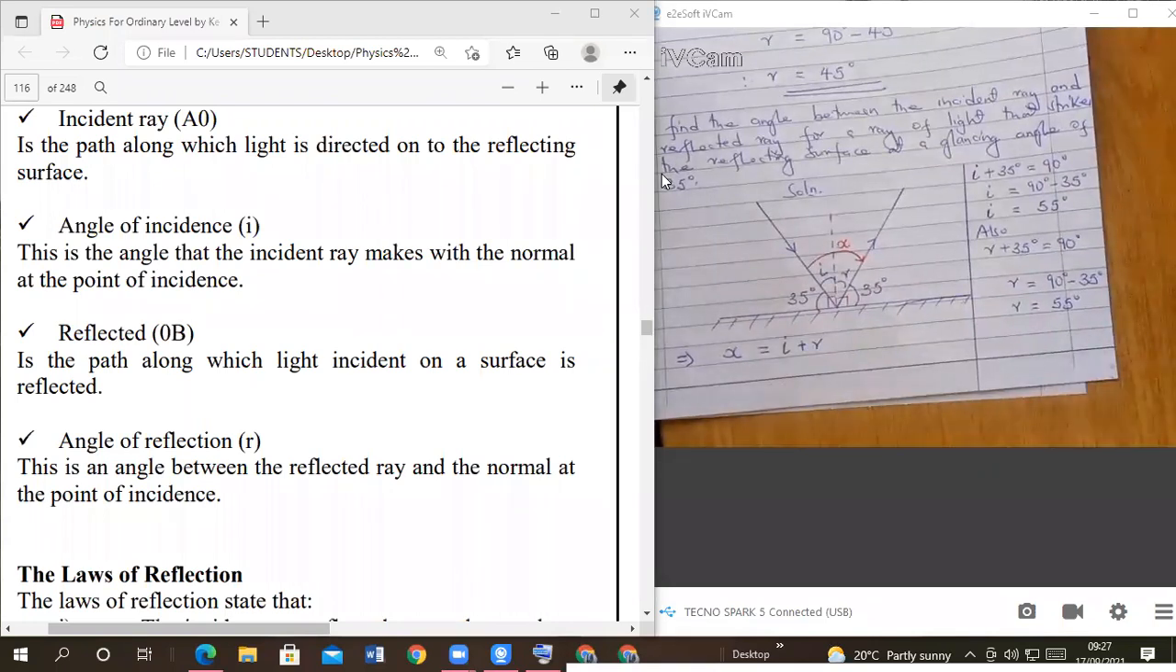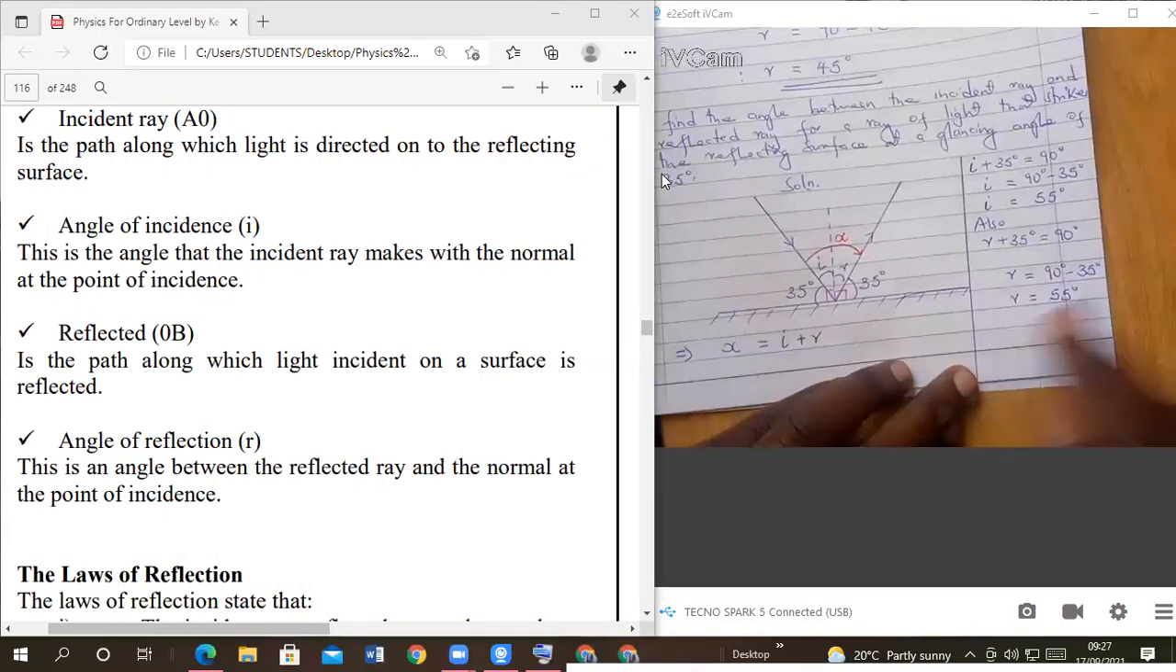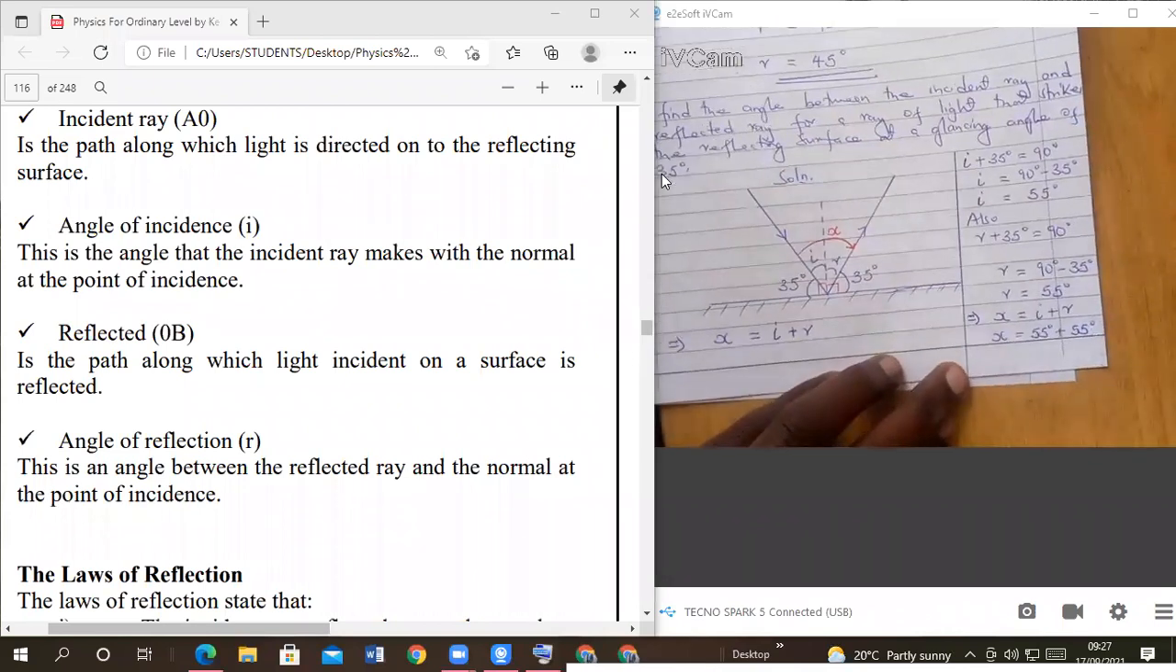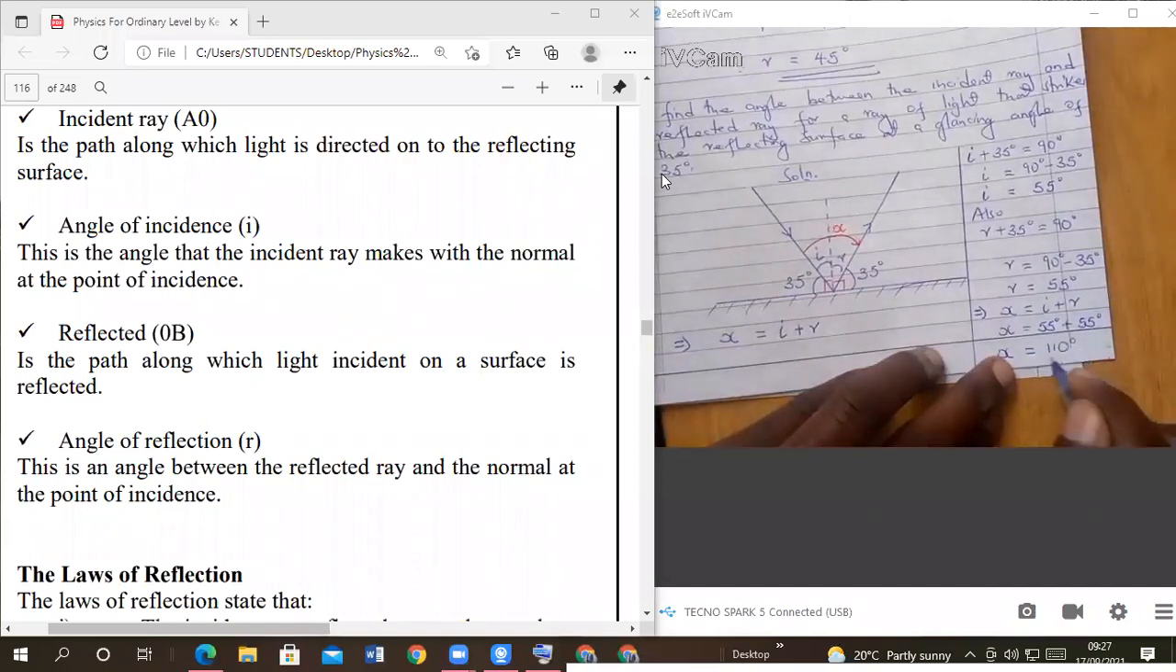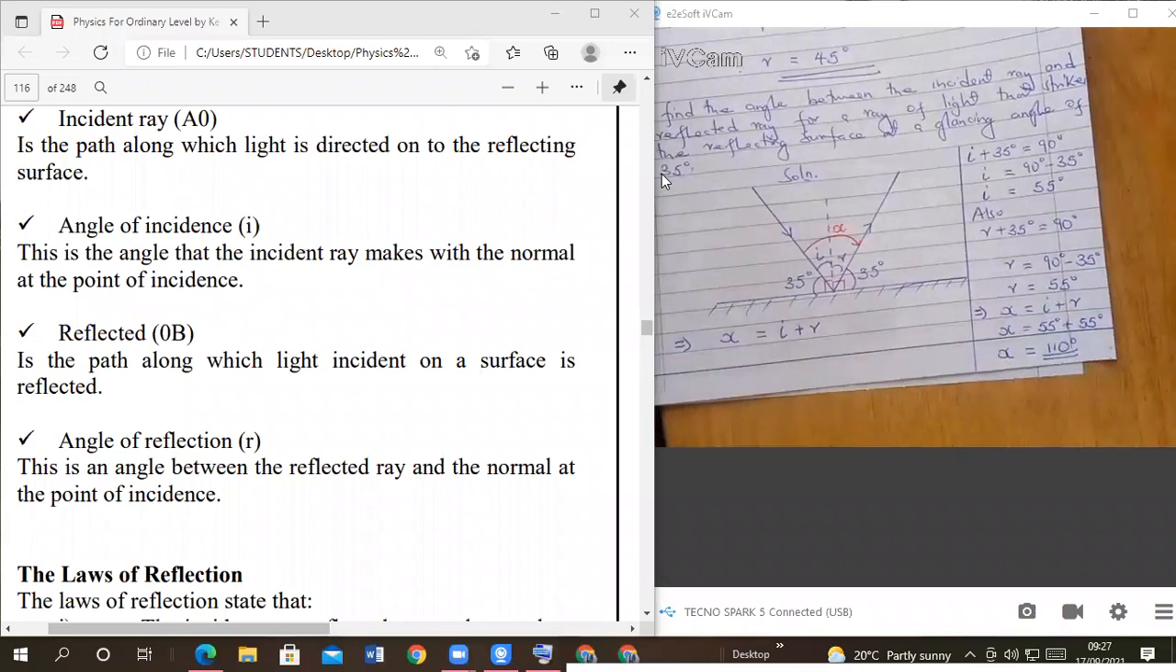Good. But we are not looking for that. We are looking for X. So our X is equal to I plus R. X is equal to 55 plus 55. So X is equal to 110 degrees. Have you seen that, members?